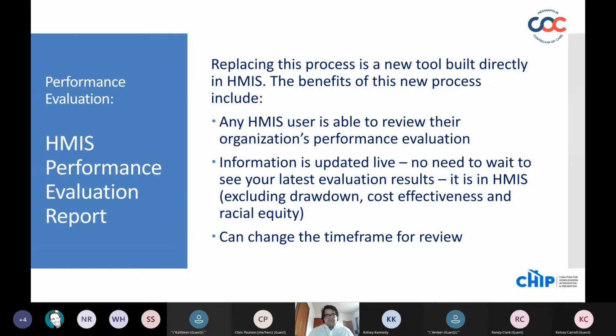So what is coming in instead? Why are we here and meeting and talking through needing to change, not necessarily change the process, but just change the delivery mechanism of the performance outcomes? Replacing this process are a series of new tools built in HMIS. Just to talk briefly about some of the benefits before we jump into what exactly is being pulled out of these new reports: any HMIS user is able to review their organization's performance evaluation. This information is updated live with the exception of drawdown, cost effectiveness, and racial equity. And you can change your time frame to review whenever.